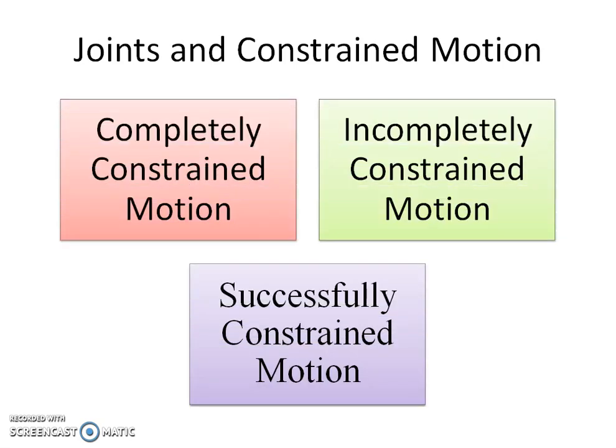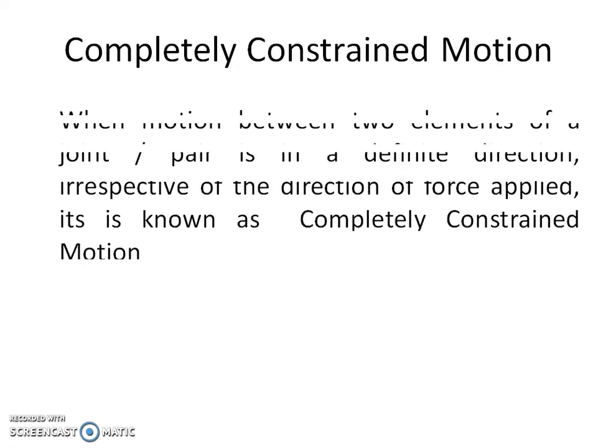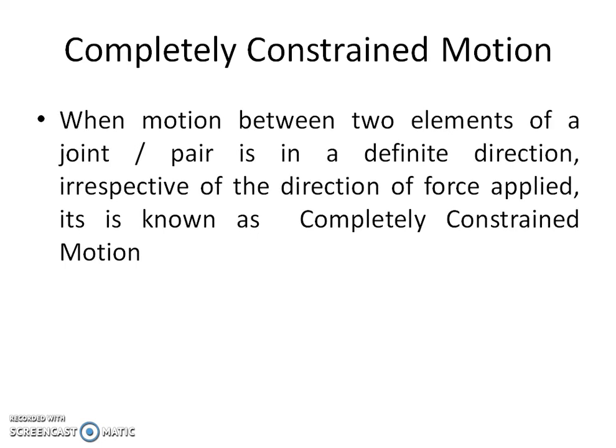Joints and constrained motion. As we discussed in the previous slide, a joint imposes constraints on the pair. So they can be classified under three heads: completely constrained motion, incompletely constrained motion, and successfully constrained motion. In completely constrained motion, the motion between the two elements of a pair is in a definite direction, irrespective of the direction of force applied. Then only it is called completely constrained.